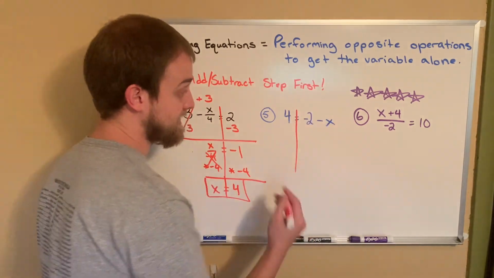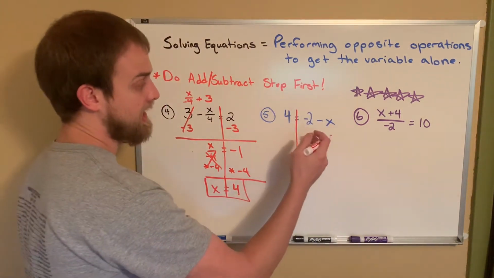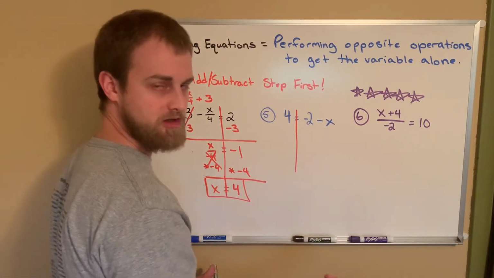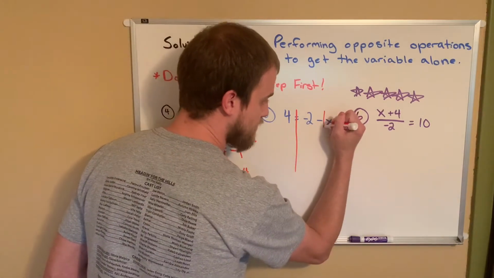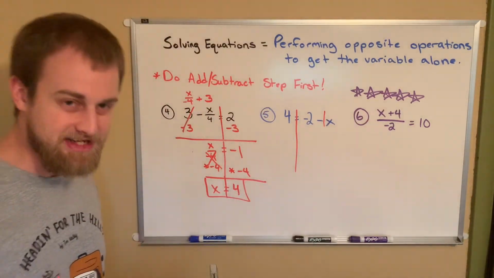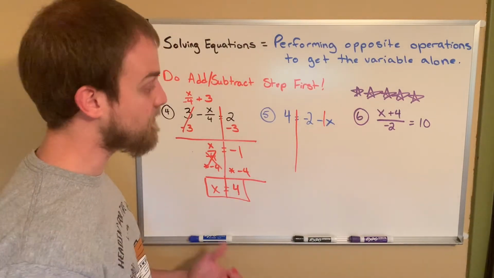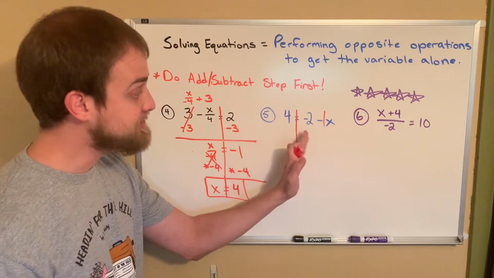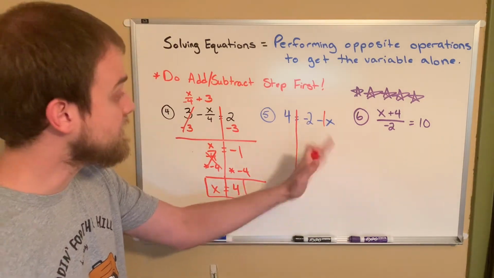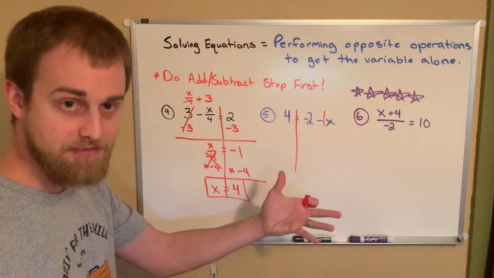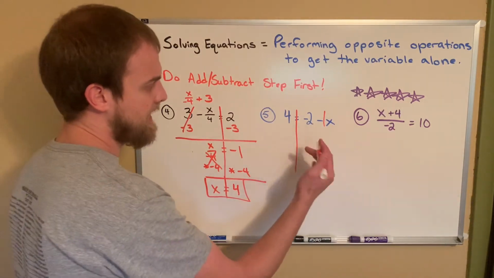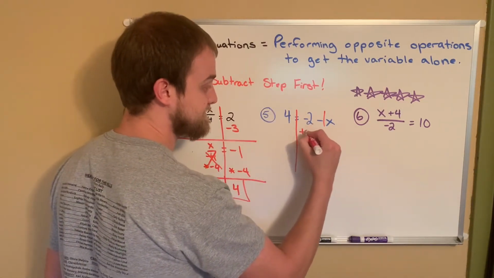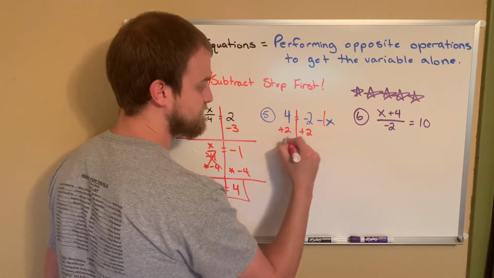Kind of a similar thing going on here, right? Whenever I see a variable that doesn't have a number or a coefficient in front, I always like to draw in a 1, just to remind myself that there is something there. However, it's just a 1. Well, my choices are add 2 or divide by negative 1. I'm focusing on the side that has the variable. We're going to try and do our add subtract step first, so that's the case here. We'll add 2 to both sides.